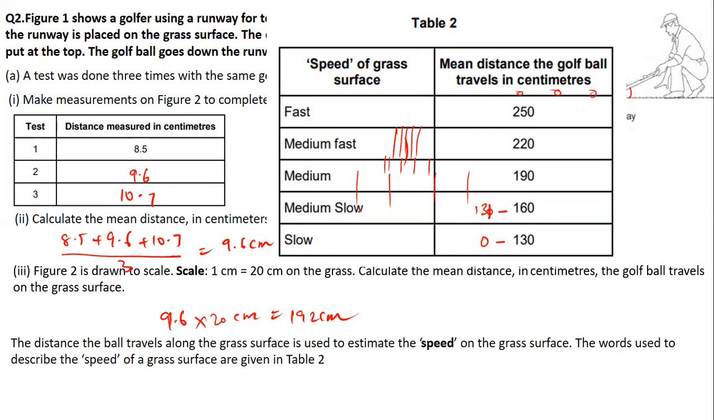medium slow, right? And here it should be 161 to 190, a medium ball. And if it is 191 to 220, then it should be medium fast. And if it is 221 to 250, then it should be fast. So what you need to do is construct the intervals initially. Now tell me, which statement can we use here?